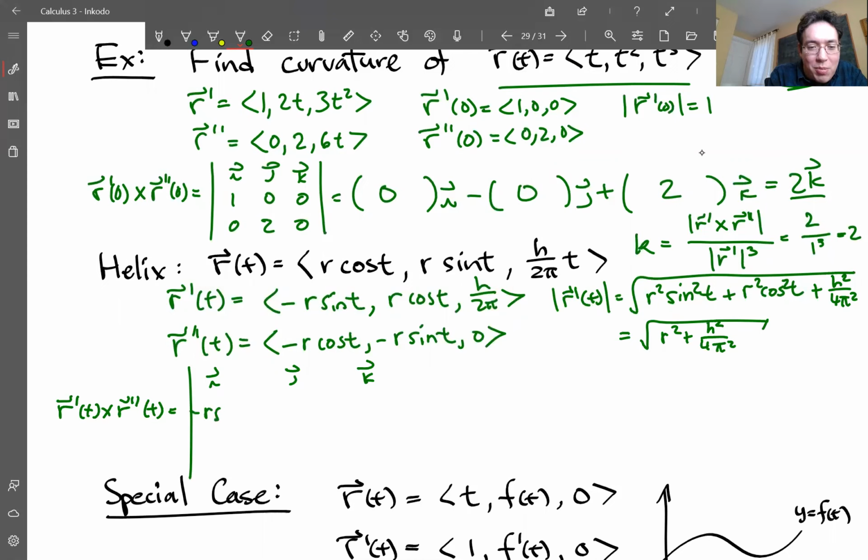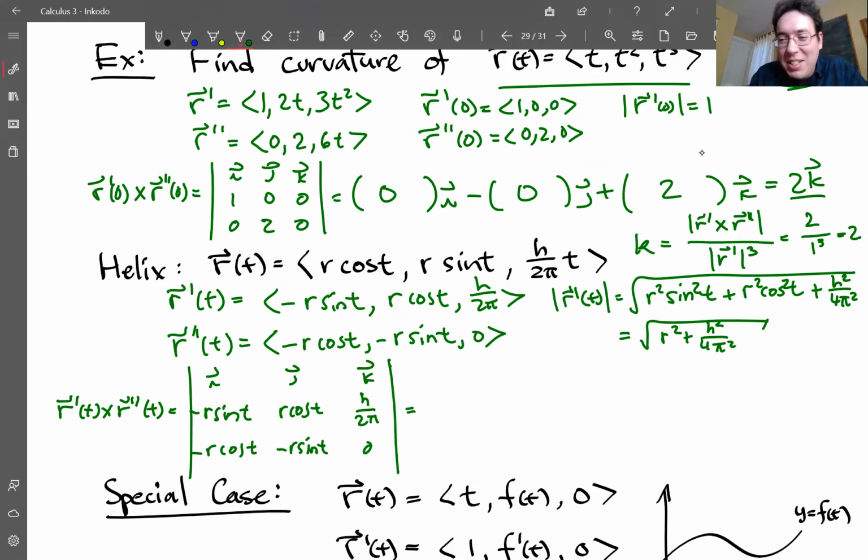I should give myself more room. Okay. Any kind of zero entry is a big help with cross product because it eliminates a couple of the terms. Okay. Let's see if I can squeeze the answer in here. All right.